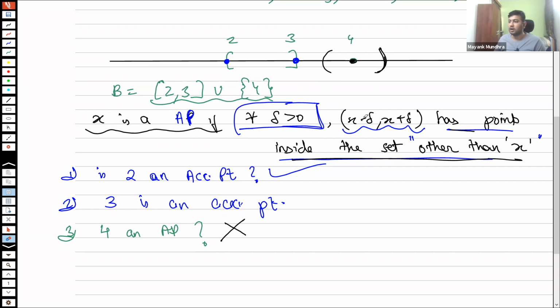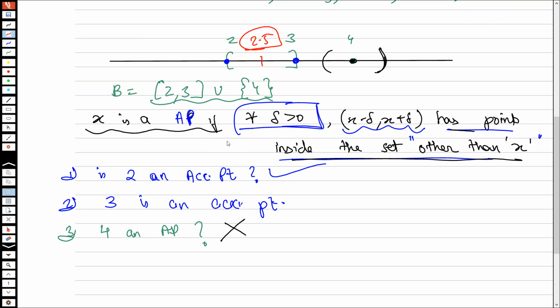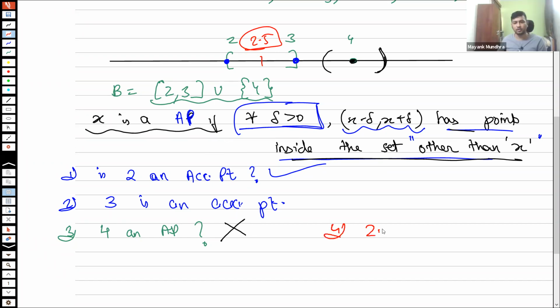Okay. Next question to Yuvakshi. Is 2.5 an accumulation point or not? Yes, sir. Yes, that's correct. 2.5 is an accumulation point because whatever neighborhood I construct around it, you will have points inside the set other than 2.5. So if I were to write down the set of all accumulation points of this set, it would be the set [2, 3]. So the set [2, 3] is the set of all accumulation points of this set.